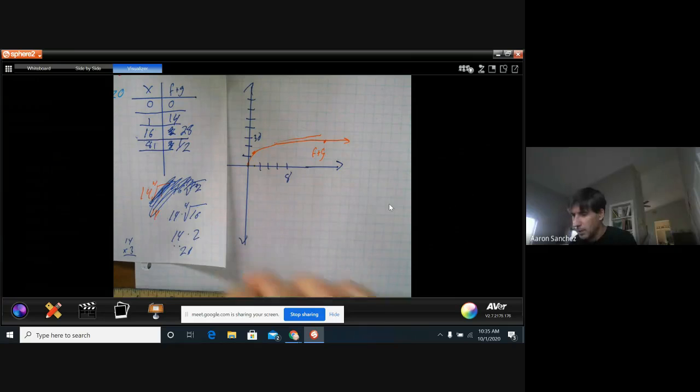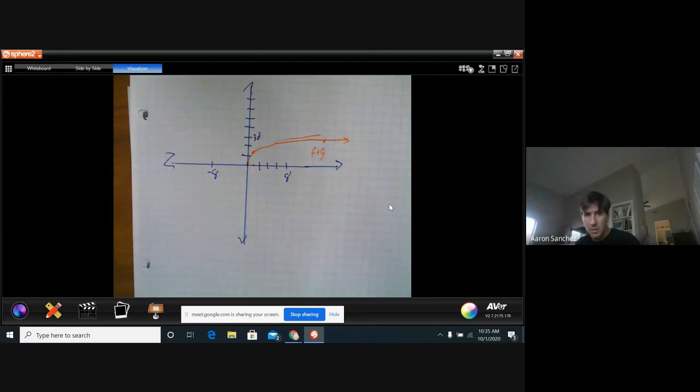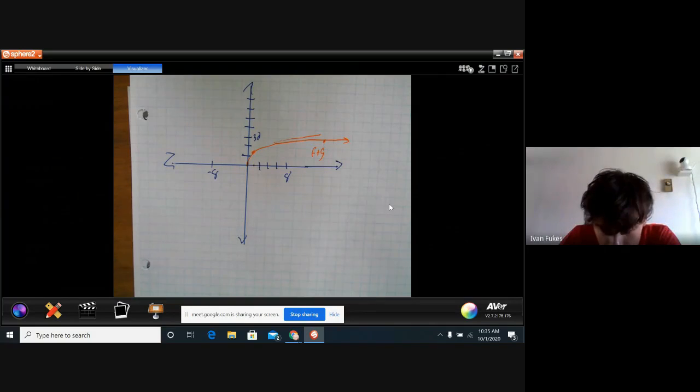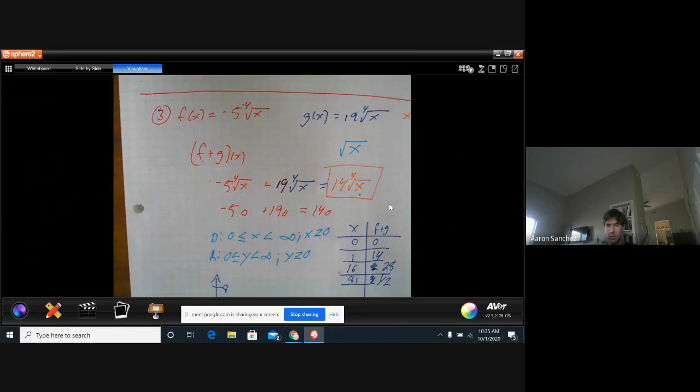Okay, let's do F minus G. Actually, let me know, I'm going to get rid of this in 10 seconds. What was the range again? Y is greater than or equal to 0? It's 0 to infinity. Yeah, or Y is greater than or equal to 0. Either one. Okay.